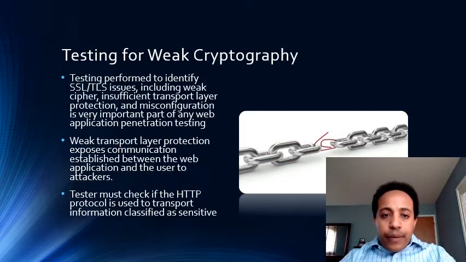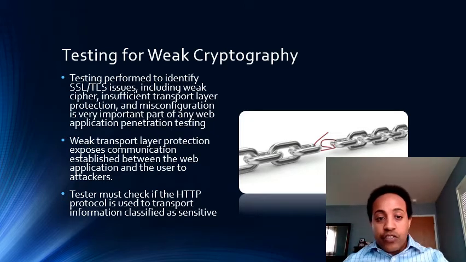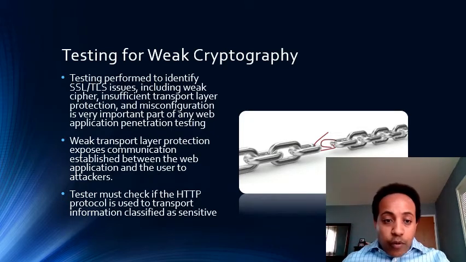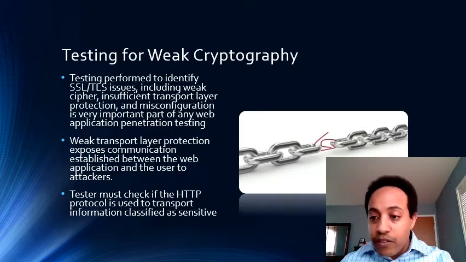Testing for weak cryptography. Testing performed to identify SSL/TLS issues, including weak ciphers, insufficient transport layer protection, and misconfiguration is a very important part of any web application penetration testing. Weak transport layer protection exposes communication established between the web application and the user to attackers. The tester must check if the HTTP protocol is used to transport information classified as sensitive.